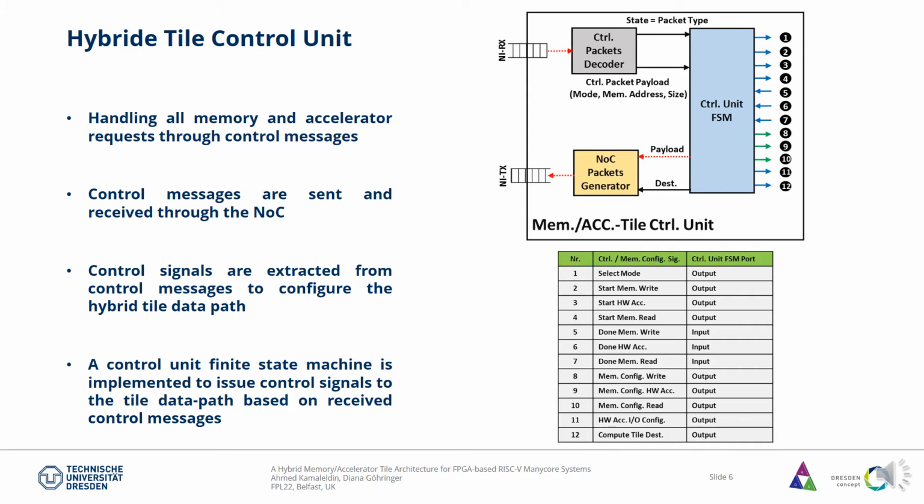The hypertile control unit handles all memory and accelerator requests through control messages. Control messages are sent and received through the network on a chip between the RISC-V-based compute tiles and the hybrid memory accelerator tiles. The control messages carry the control signals that are used to configure the hypertile data path based on the mode of configuration. The control unit has a finite state machine that is implemented to issue control signals to the tile data path based on the received control messages.